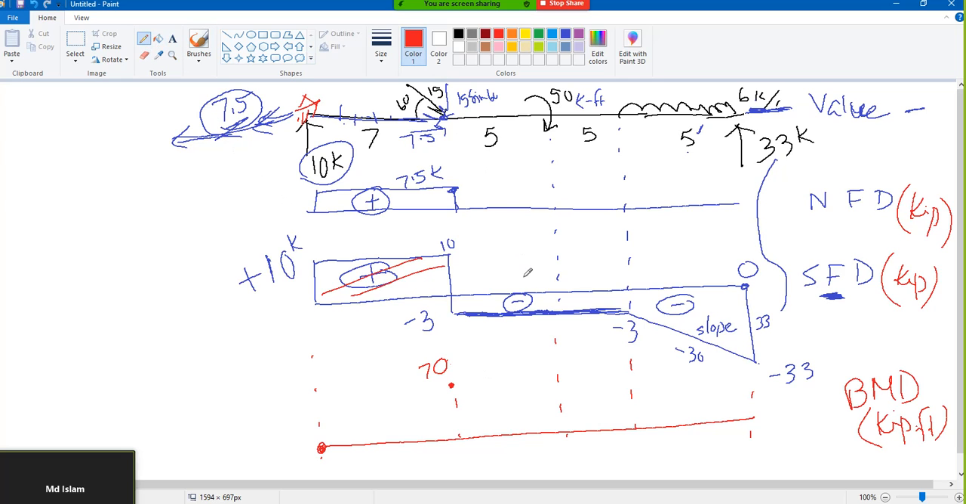Then now how will I go? Straight line, concave up, or concave down? Straight line, because my value here is a positive constant. The slope here will be positive constant. That is one way.